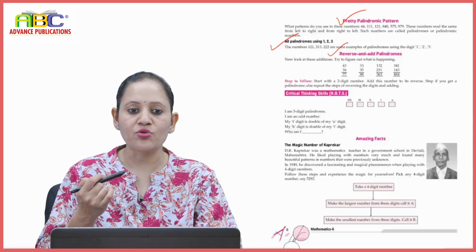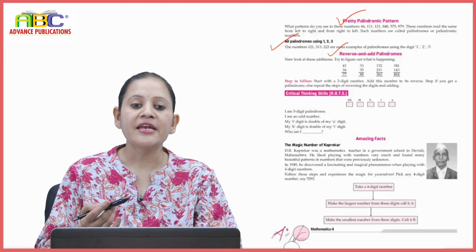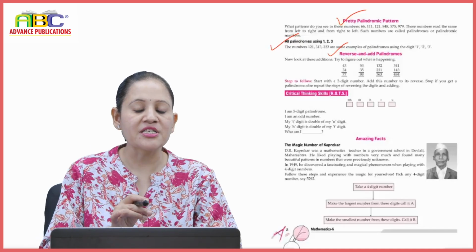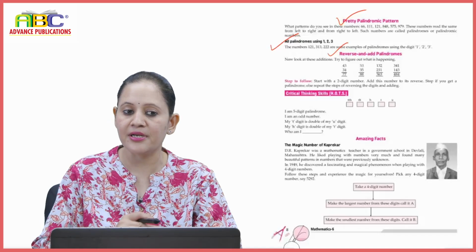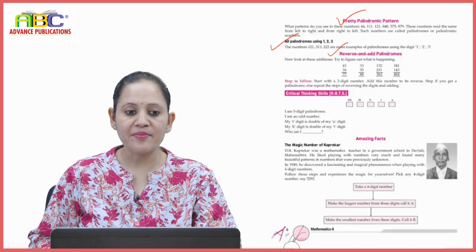पहले कोई भी number, like if you are taking a 2 digit number, take the 2 digit number and add its reverse. If you get the palindrome, then stop here. Otherwise, keep repeating until you get the palindrome. Clear? Next is amazing fact.